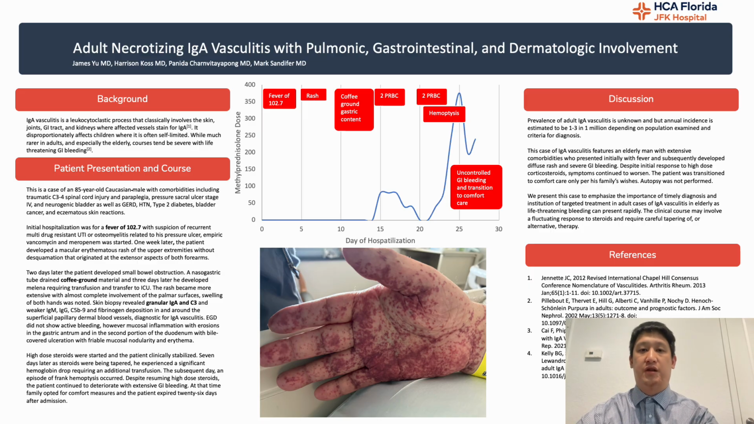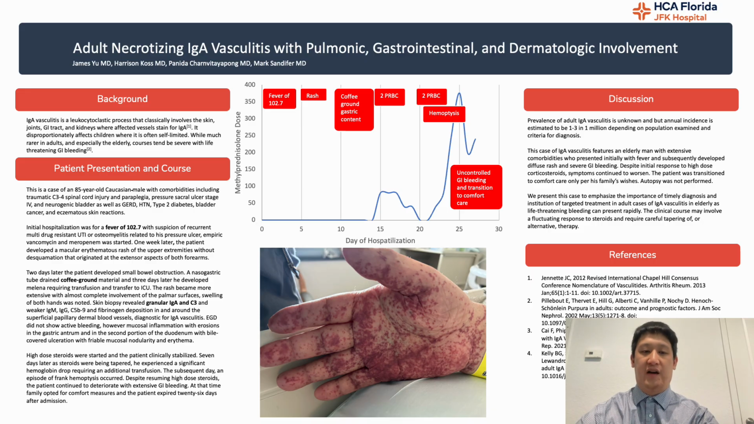IgA vasculitis is a leukocytoclastic process affecting the small blood vessels, primarily of the skin, joints, the gastrointestinal tract, and the kidneys. It is a disease most common in children where it is usually self-limited. However, it does also occur in adults where the course tends to be more severe. In the short term, primary concern is often difficult to control GI bleeding. And in the longer prognosis, renal involvement is usually more significant.